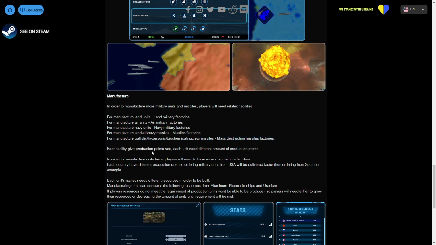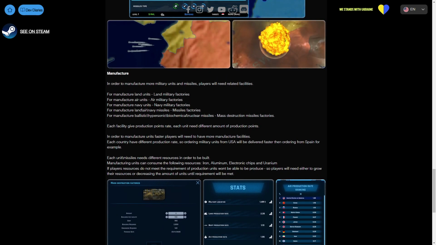Each facility gives production point rates. In order to manufacture units faster, players will need to have more manufacturing facilities. Each country has a different production rate, so ordering military units from the United States will be delivered faster than ordering them from Spain, for example.